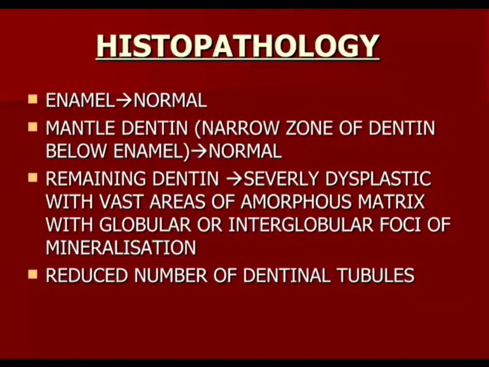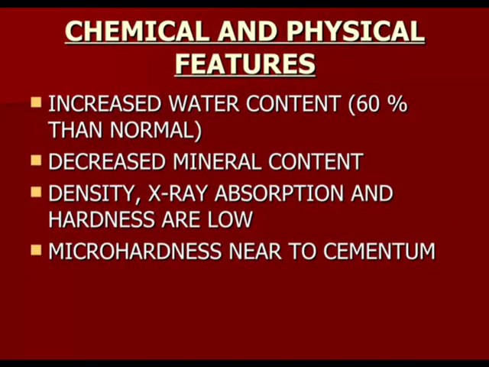Next comes histopathology. Enamel is normal. Mantle dentin, the narrow zone of dentin below the enamel, is also normal. Remaining dentin is severely dysplastic. Reduced number of dentinal tubules are seen. Chemical and physical features: increased water content, decreased mineral content; density and X-ray absorption and hardness are low, and microhardness is near to cementum.